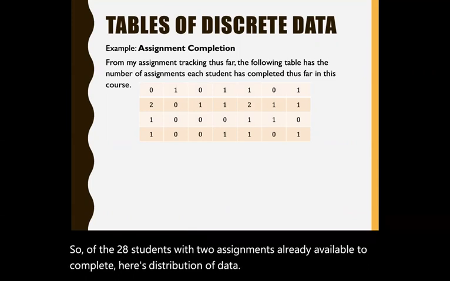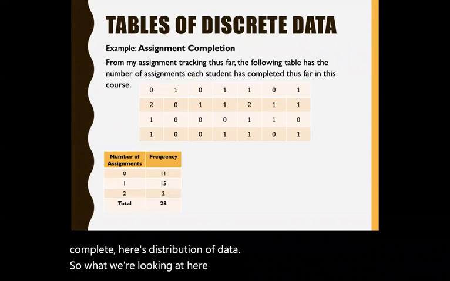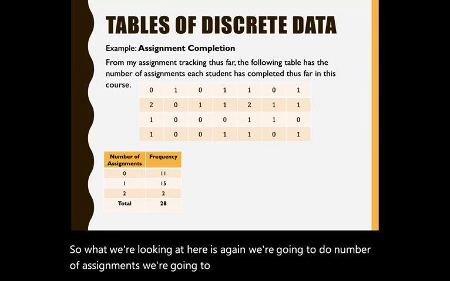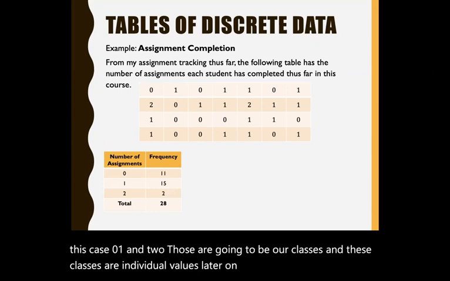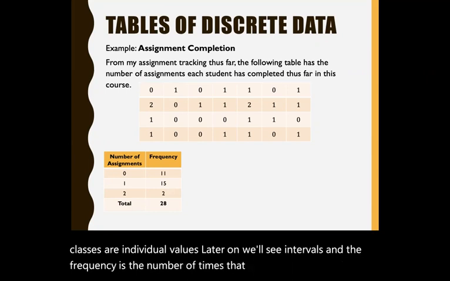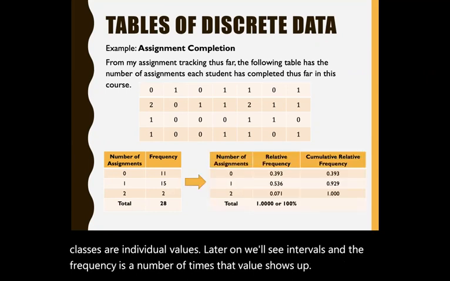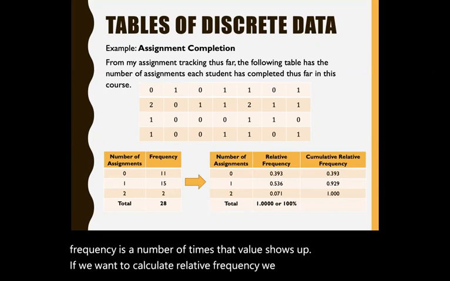So what we're looking at here is, again, we're going to do number of assignments. We're going to list all the different categories, in this case, 0, 1, and 2. Those are going to be our classes, and these classes are individual values. Later on, we'll see intervals. And the frequency is the number of times that value shows up. If we want to calculate relative frequency, we simply divide.